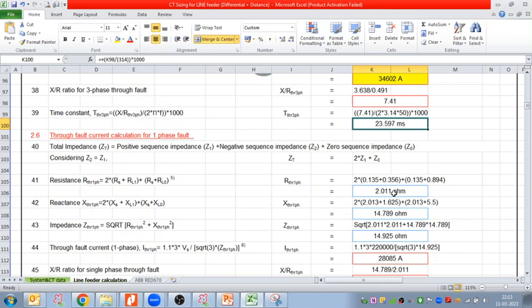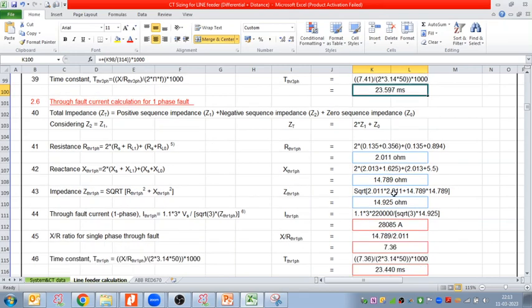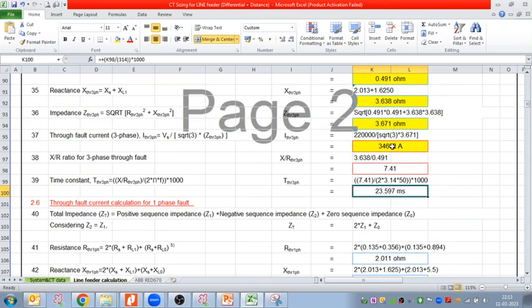Now one more thing we need to check: if any fault is happening, there could be a single phase to ground fault. This is one fault, where any conductor is broken and coming on the ground. The most severe fault would be the three phase fault, all three phases shorted together. So the fault we calculated is the three phase fault.